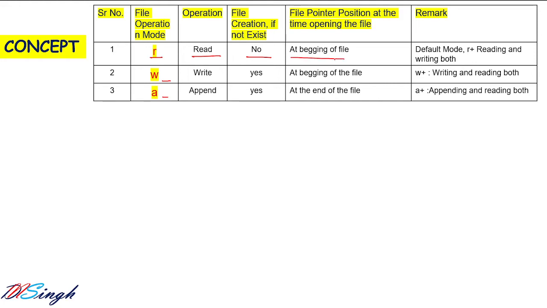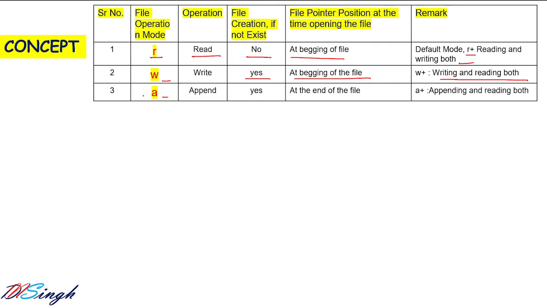The file pointer will always be placed at the beginning of the file in read mode, and if you add plus in this mode, then reading and writing both can be done. Like that, you have a write mode. In write mode, if the file does not exist, Python is going to create the file with the same name which you have supplied inside the open function, and the file pointer is placed at the beginning. If you add w plus, then writing and reading both can be done.